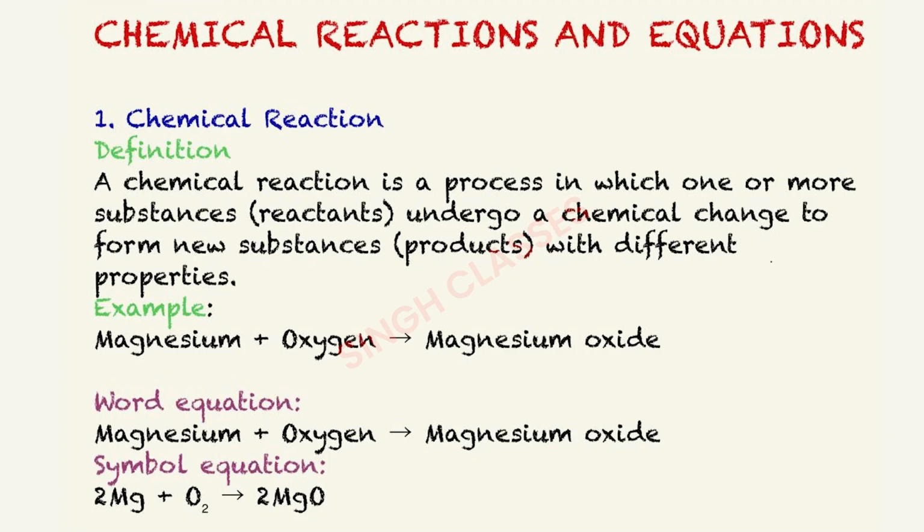1. Chemical reaction. A chemical reaction is a process in which one or more substances, reactants, undergo a chemical change to form new substances, products, with different properties. Example: magnesium plus oxygen yields magnesium oxide.